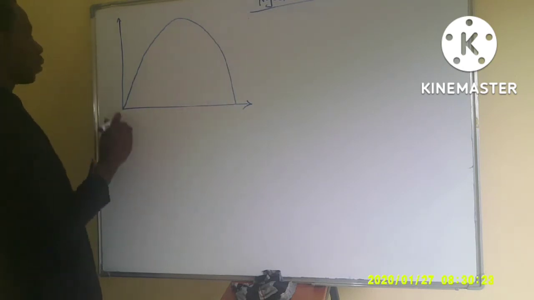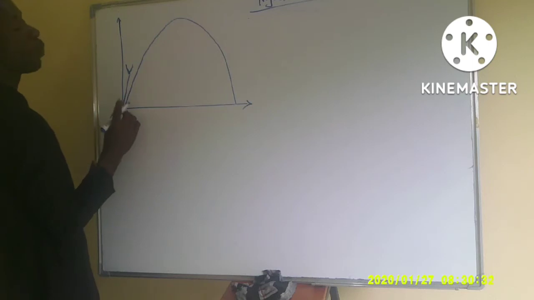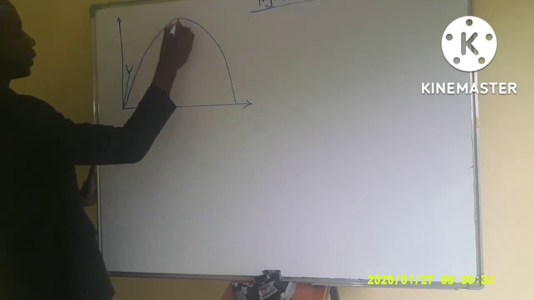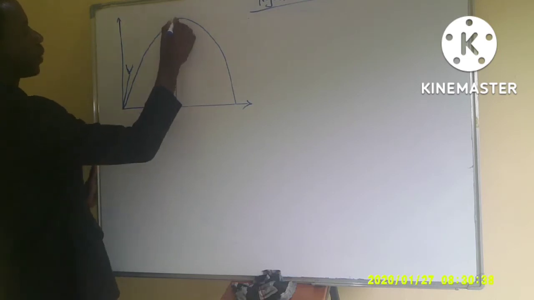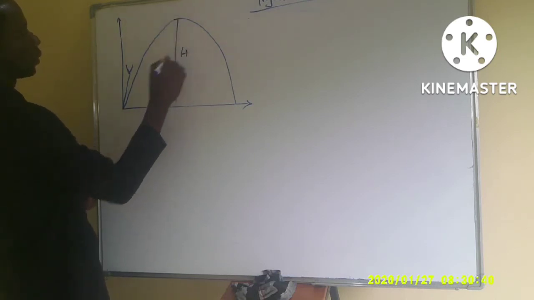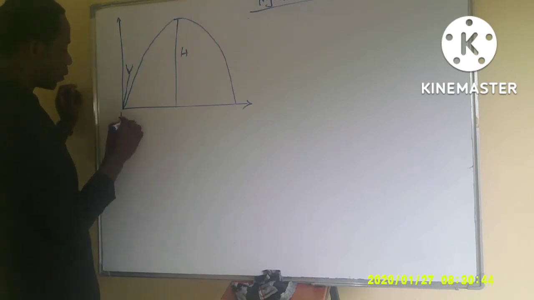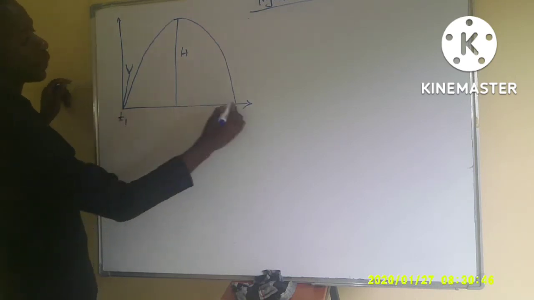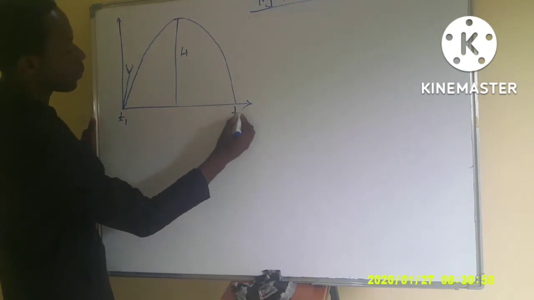So there is what we call the initial velocity. There's a velocity that propels it to move upward. At this point in time, there is the maximum height. And now, there's a time it started moving, the time t1, and there's a time the object comes back to the original ground again, time t2.